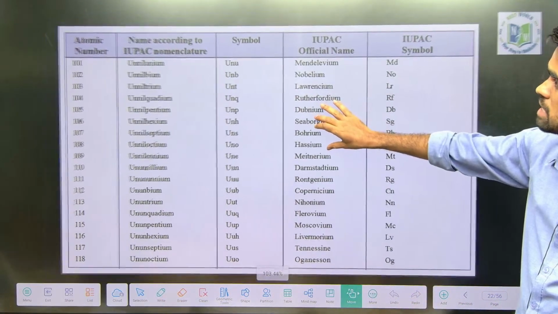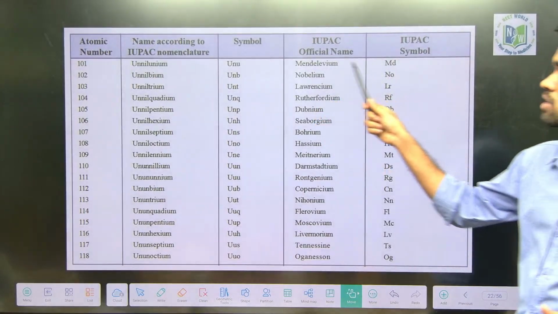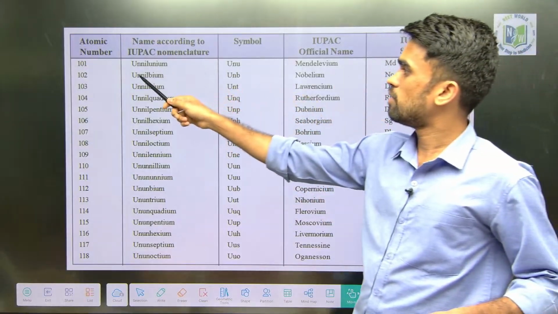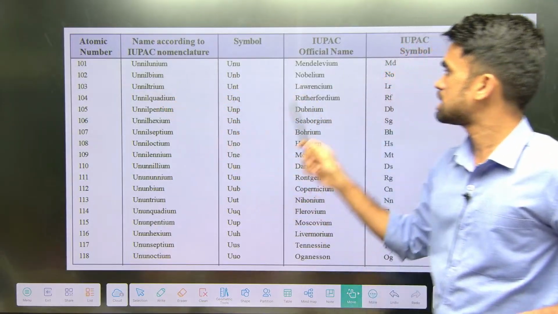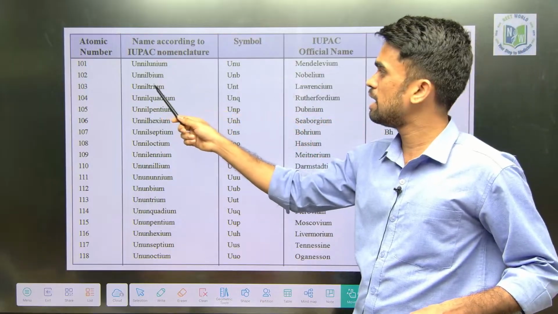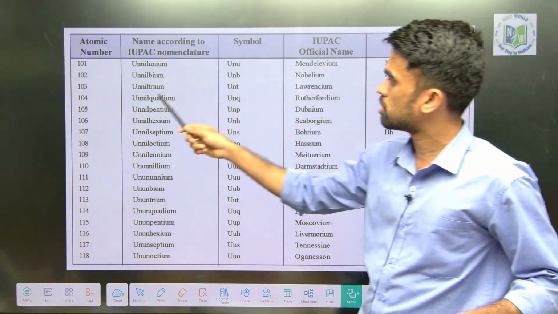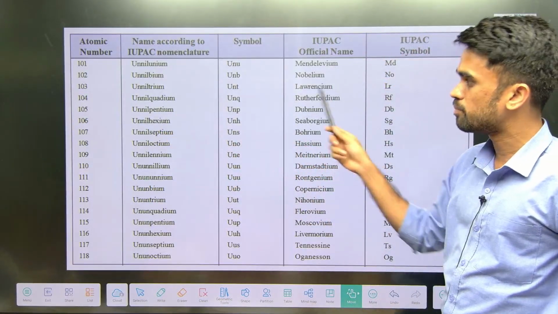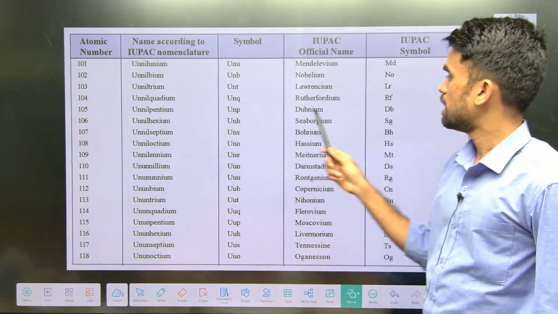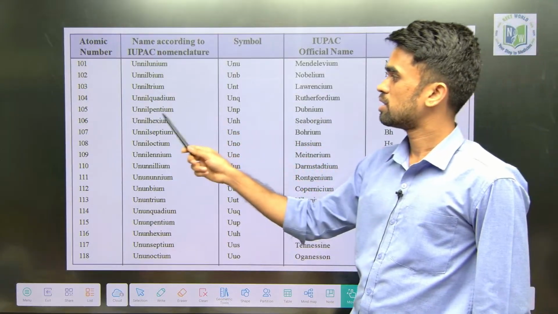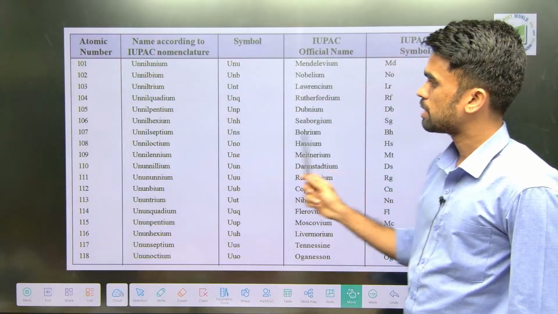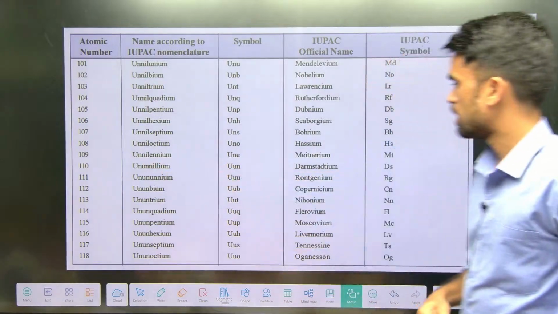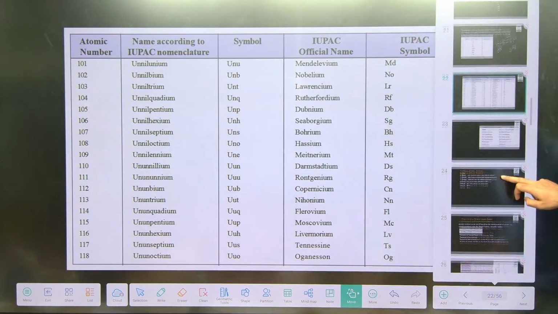Mendelevium, just now we discussed, what is its atomic number? 101. So it should be called unnilunium. Next, nobelium 102, unnilbium. Next, lawrencium 103, unniltrium. Rutherfordium 104, 105 dubnium, unnilpentium. Next seaborgium. Next bohrium. Next hassium 108. Okay, so like that, if you see, there is a question here we have in the exam.